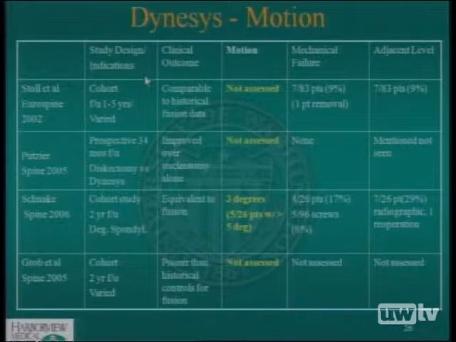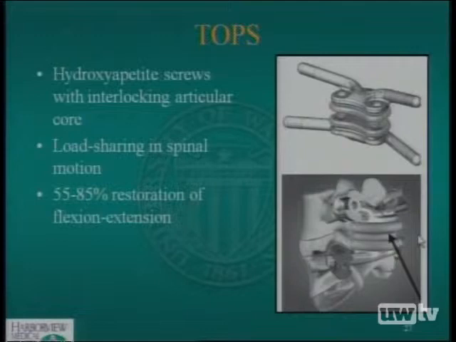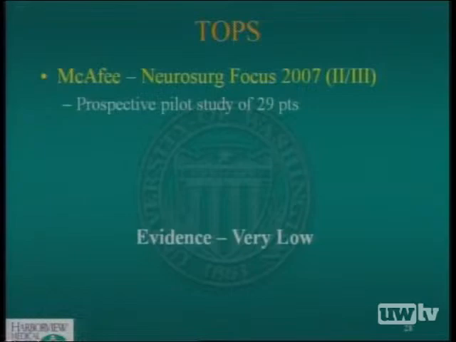They really did not look at motion sparing with the exception of this one, and really did not look significantly at adjacent level disease. Other ones to maybe mention, but there are no studies out. There's TOPS, which is hydroxyapatite screws with an interlocking articular core. This shows some restoration of motion. Really only one study, on 29 patients in a pilot study, so no evidence with respect to this.